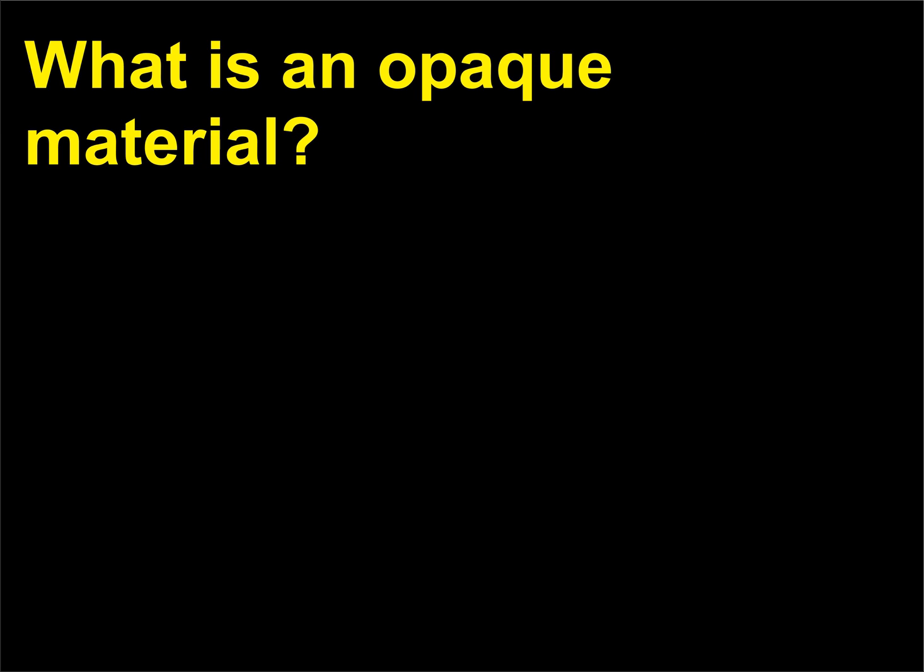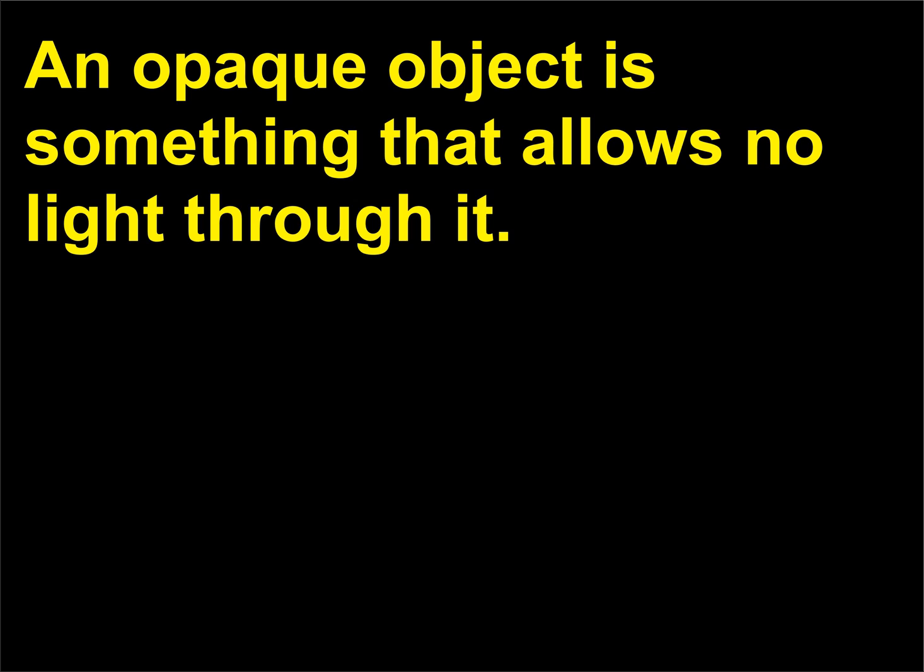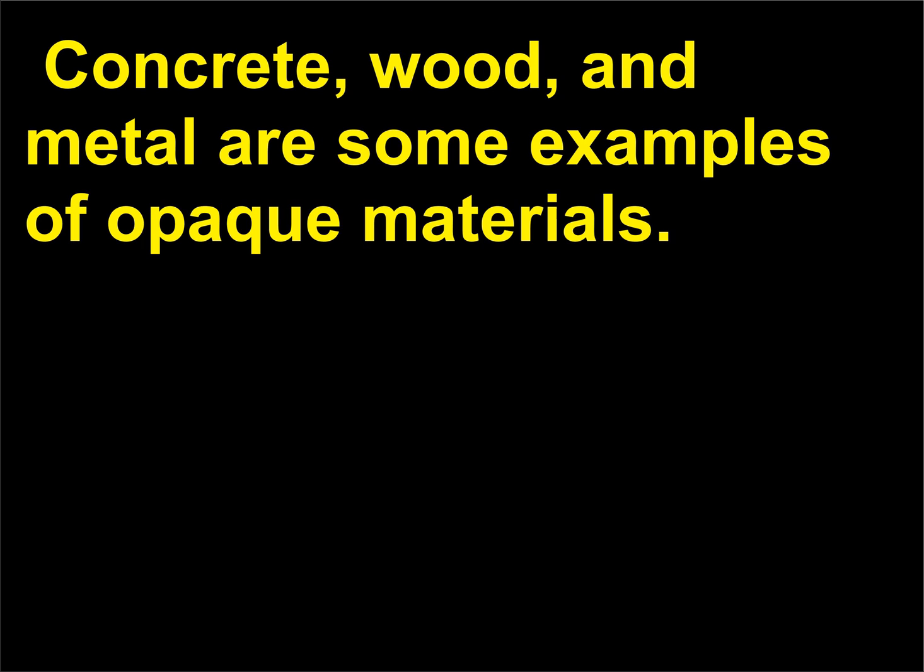What is an opaque material? An opaque object is something that allows no light through it. Concrete, wood, and metal are some examples of opaque materials.